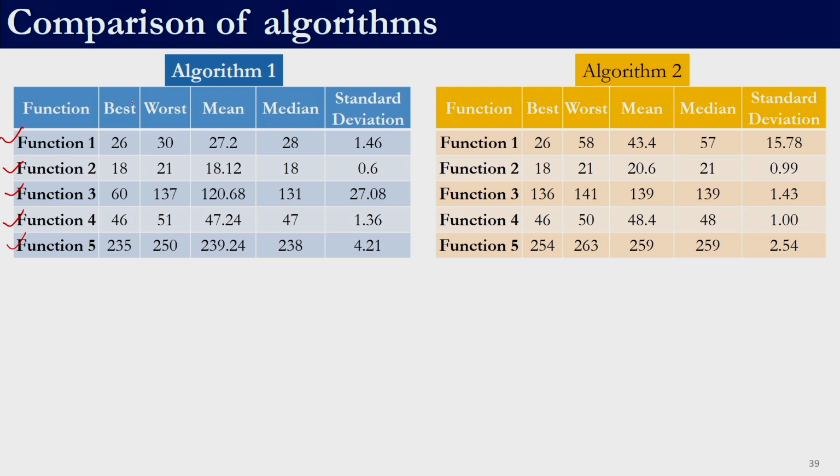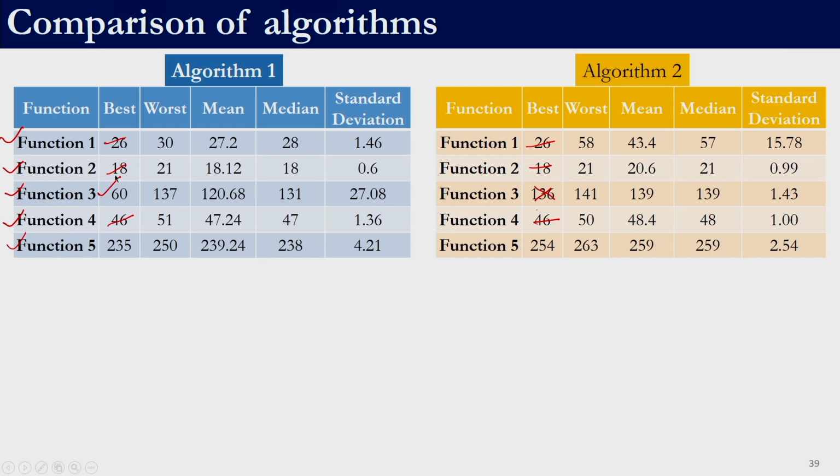So, for function 1, algorithm 1 as well as algorithm 2 gave the same best value. For the second function, same value. For the fourth function, it is the same value. For the third function, algorithm 1 was able to determine a better optimal solution than algorithm 2, because here I have 60 from algorithm 1 for function 3. Here for algorithm 2 function 3, the best value it was able to find is 136. So, this is an inferior value, whereas this is a better value.